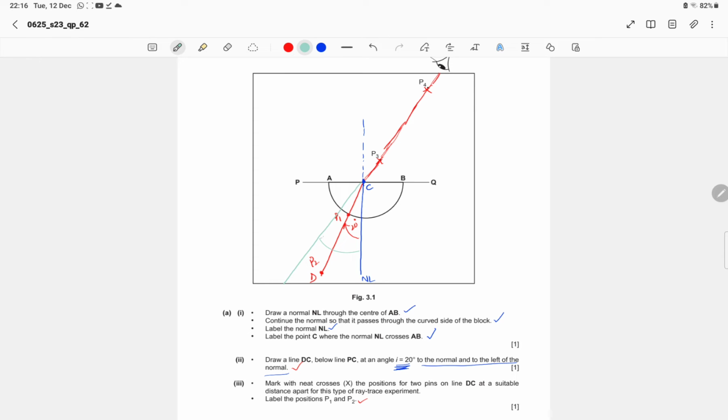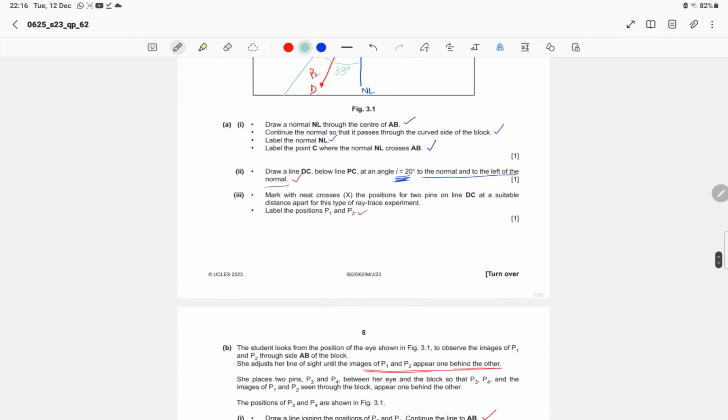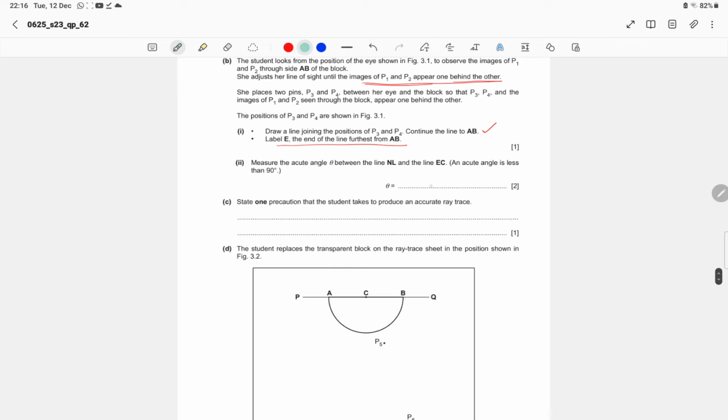Okay, so once you have done this, because it's asking for an acute angle, you have to measure this, and this angle is going to be 33 degrees, which is your answer for theta. This is going to be your 33 degrees.